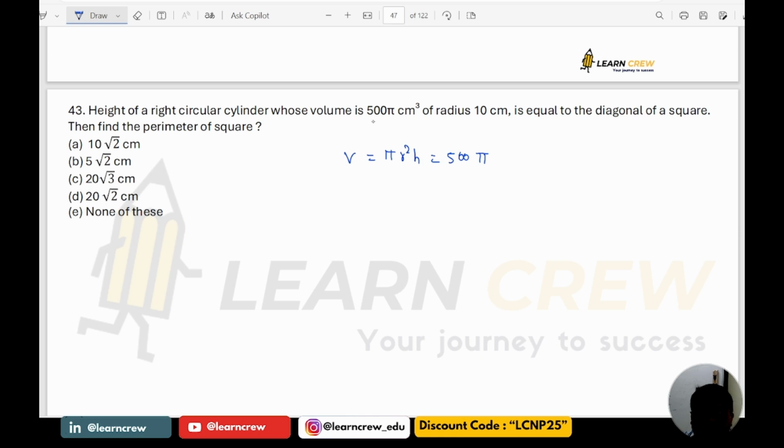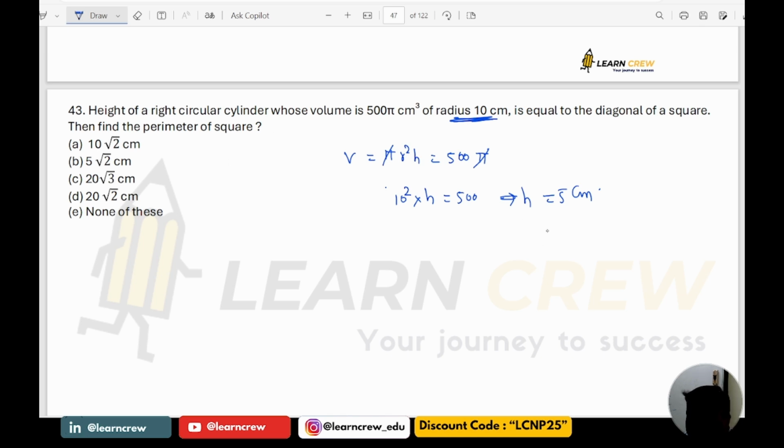The height is equal to the diagonal of a square. Radius is 10, so pi cancels. So 10 square into h is equal to 500. That implies h is equal to 5 centimeters, which is the diagonal of the square. Now find the perimeter of the square.